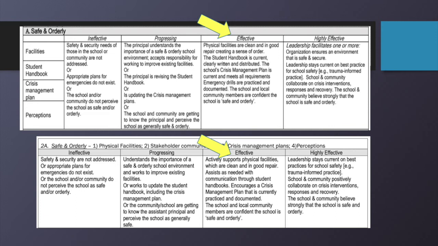For the assistant principal's rubric, to be effective, you should actively support physical facilities, which are clean and in good repair, assist as needed with communication through student handbooks, encourage a crisis management plan that is currently practiced and documented, and the school and local community members are confident the school is safe and orderly. So, take a minute, discuss, think, read, enjoy the music.